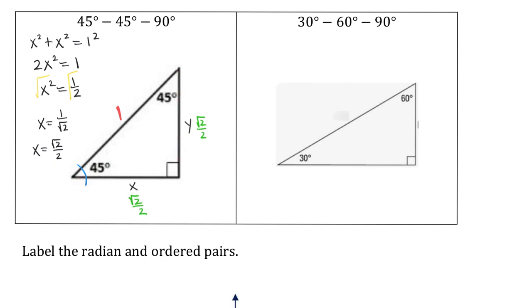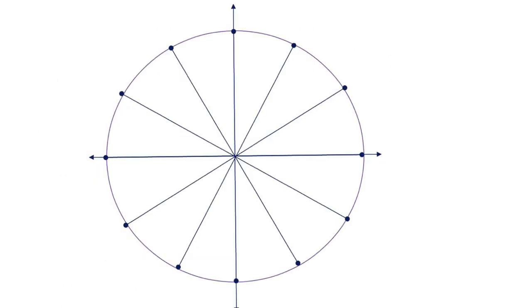Okay, let's pause and go back to the unit circle. I'm going to label my radians first, so 0, pi over 2, pi, 3 pi over 2, and then I'm back to 2 pi. Now 0 to pi is getting divided into 1, 2, 3, 4, 5, 6 sections. So this is pi over 6. This is 2 pi over 6, which is pi over 3. 3 pi over 6, 4 pi over 6, which is 2 pi over 3. 5 pi over 6. 6 pi over 6 is pi.